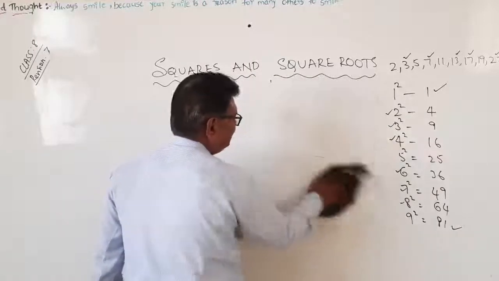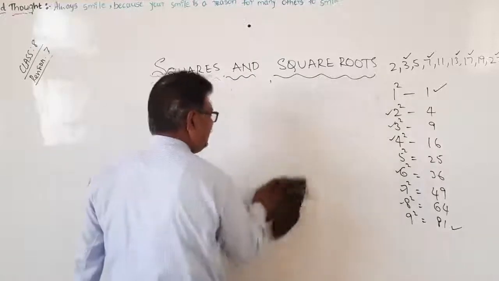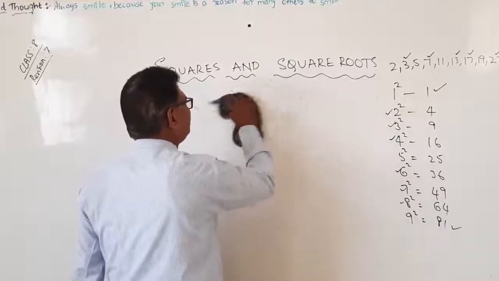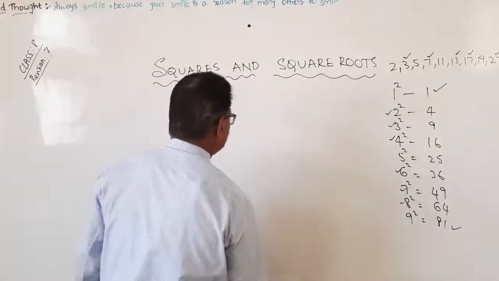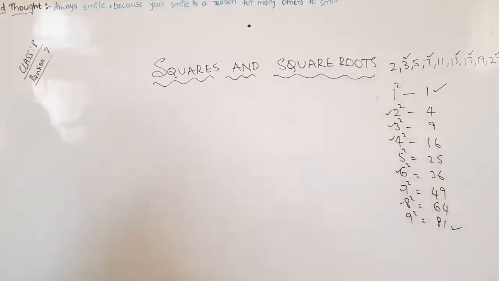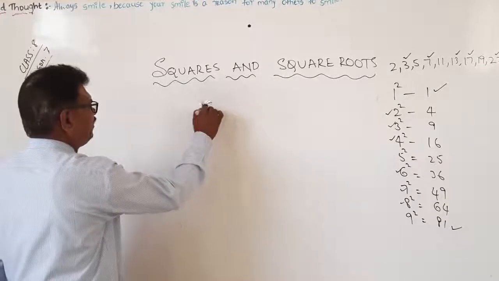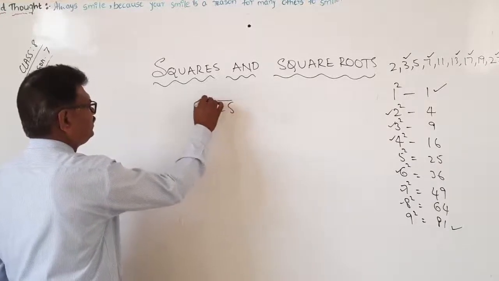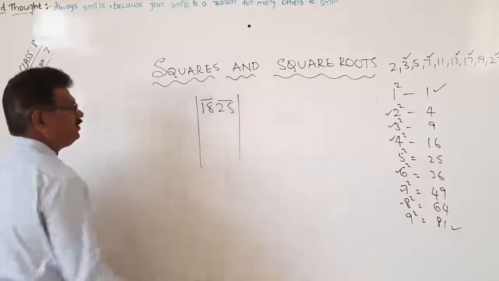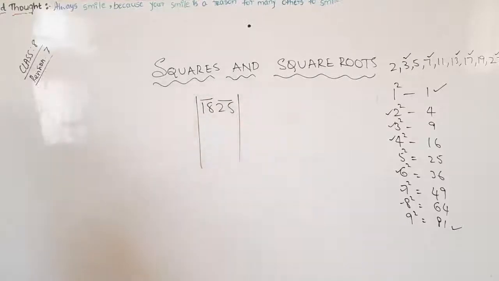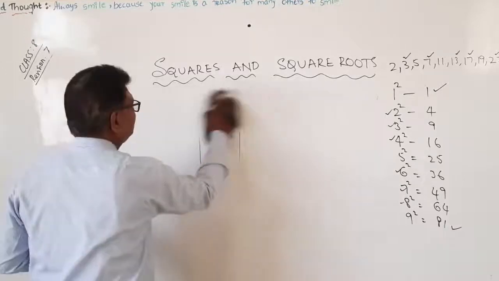It is nothing but the division method only. Okay na? One more number we do and we will stop here only. Not 1825, sorry. 31.36.